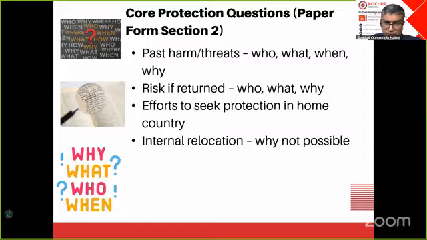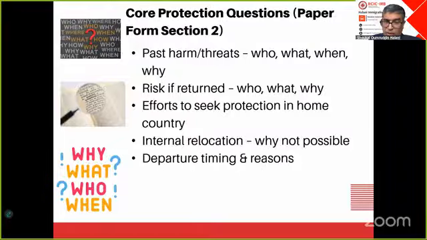And internal relocation, again this is another version of the internal flight option. Why not possible? If internal relocation is not possible, you will have to mention those factors, just like no job opportunities are there, or you cannot speak the language in that area, and stuff like that.